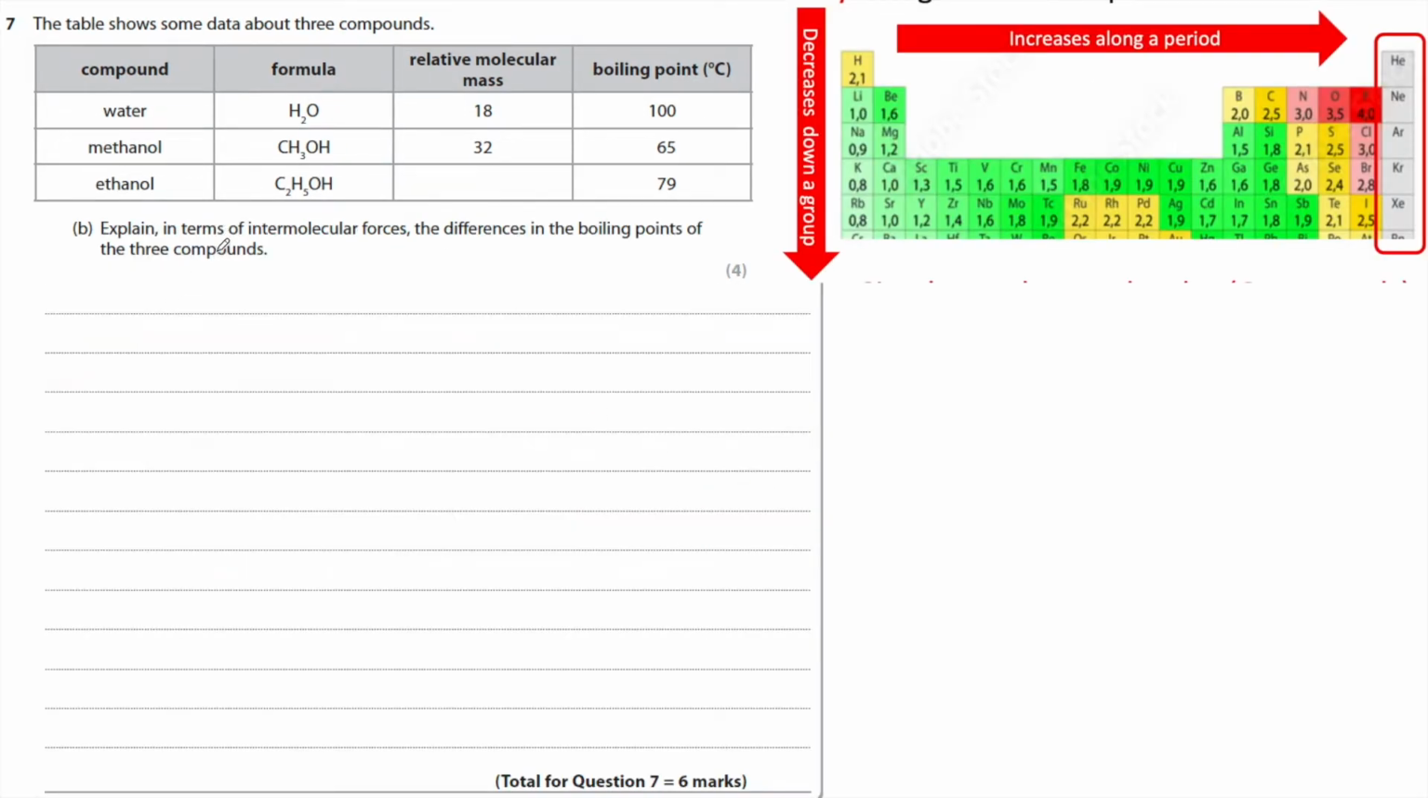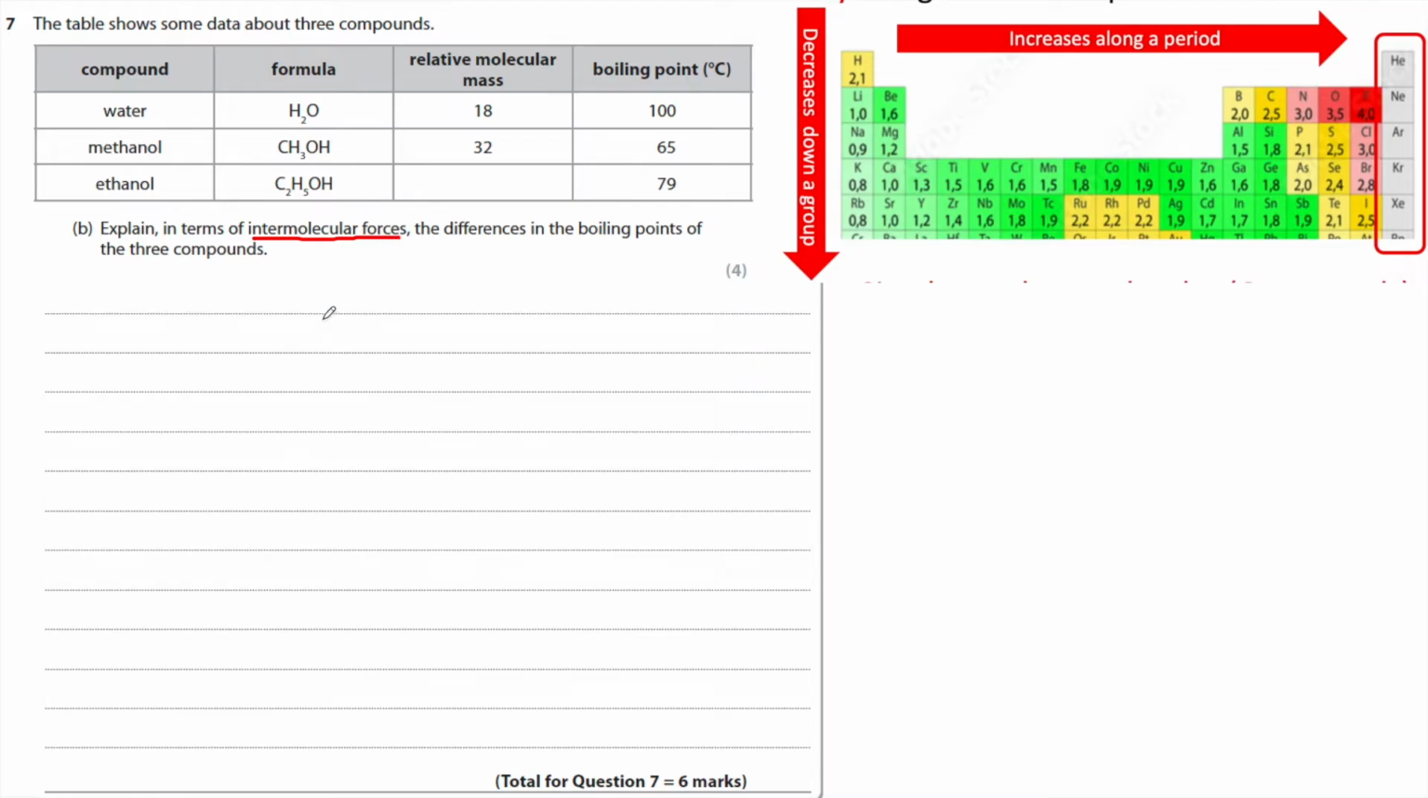The next part of the question is a 4-mark question, and it says, explain in terms of intermolecular forces the differences in boiling points of the 3 compounds. The first thing to remember is these are simple molecules, so we're talking about intermolecular forces. And so we've got 3 intermolecular forces.